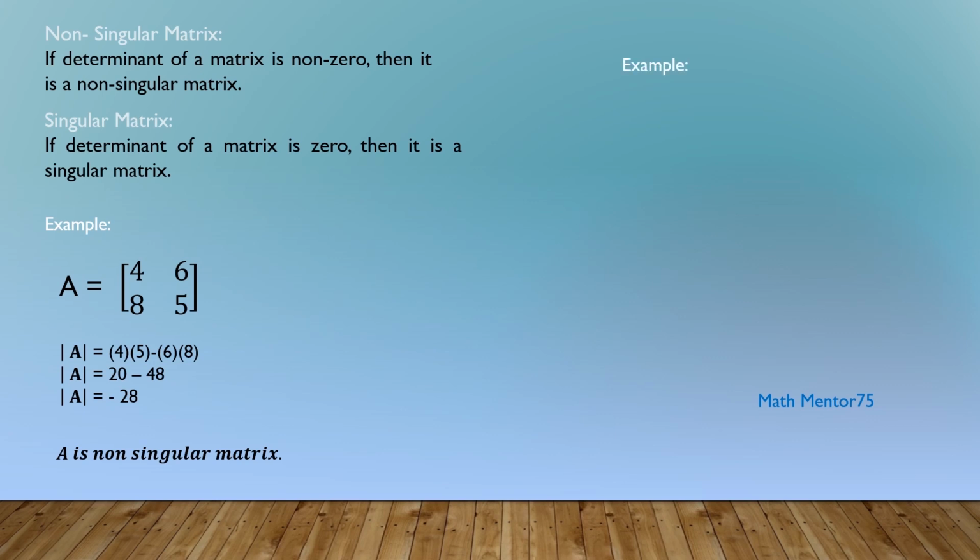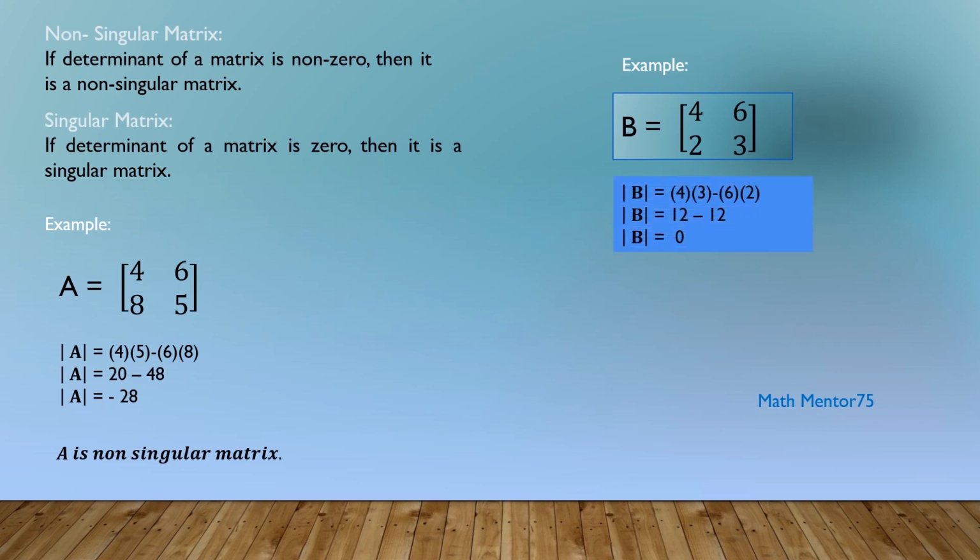Let's discuss another example. Matrix B, it is again a square matrix. Find its determinant. Method is the same. Principal diagonal minus the other diagonal product. The answer is 0. Here the determinant is 0. So matrix B is a singular matrix.